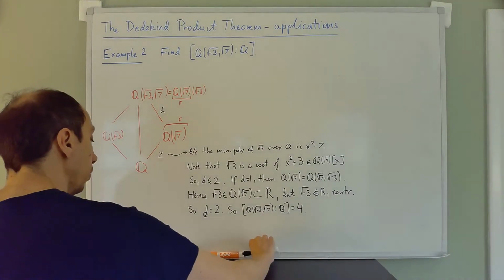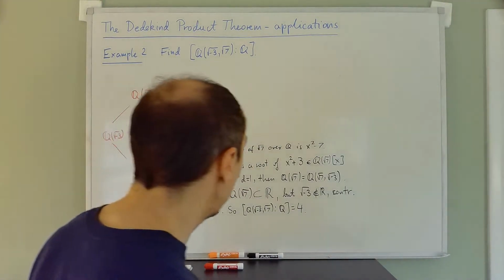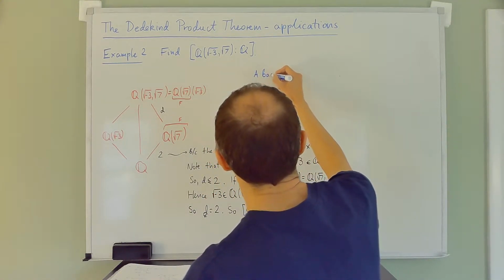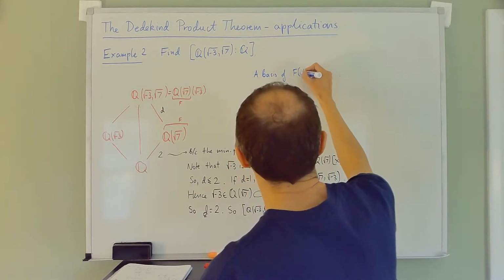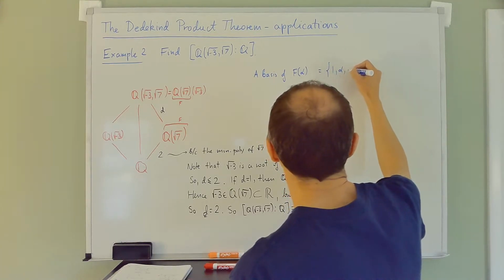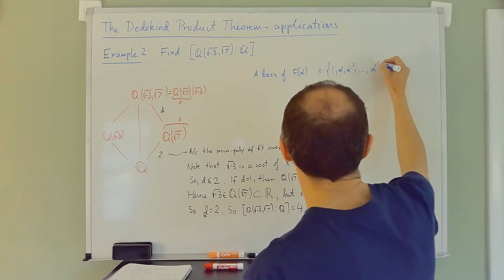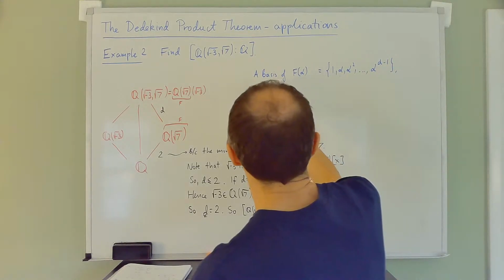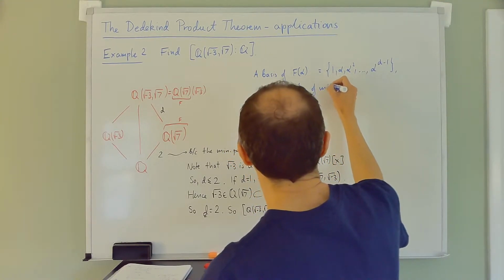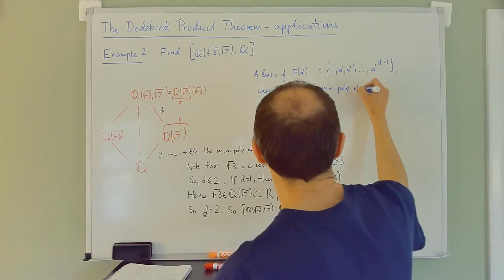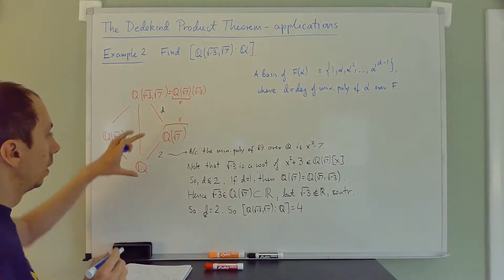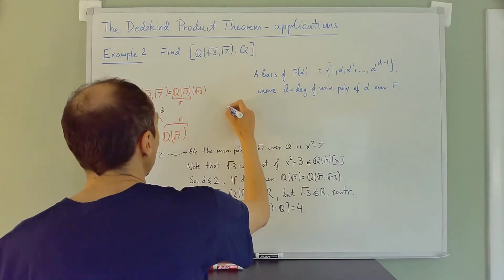So if you recall from one of the previous videos, a basis of F adjoined alpha can be taken to be 1, alpha, alpha squared, all the way to alpha to the d minus 1, where d is the degree of the minimal polynomial of alpha over F. Okay, so let's look at this.